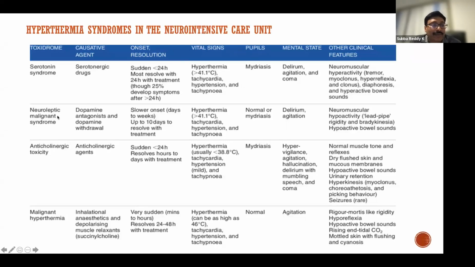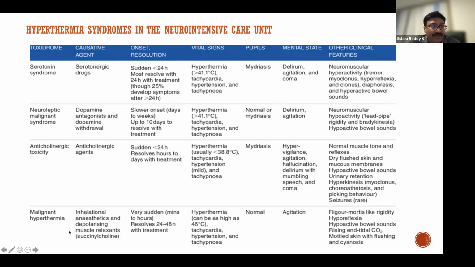Coming to neuroleptic malignant syndrome, it is caused by dopamine antagonists and dopamine withdrawal. The onset is slower, 5 days to a week, and mainly we see hyperthermia, tachycardia, hypertension. And again, these patients are agitated, and they have delirium. And we have neuromuscular hypoactivity, unlike serotonin syndrome. Anticholinergic toxicity happens suddenly within 24 hours, and it takes a few hours to days to resolve. And again, the muscle tone and the reflexes are normal here.